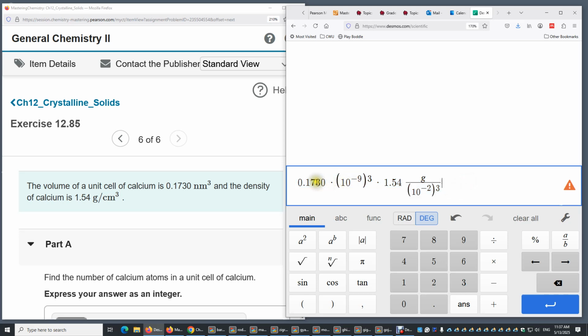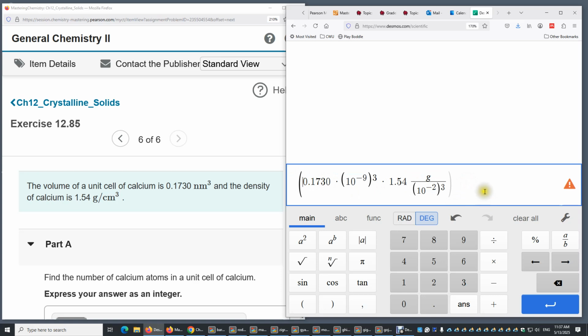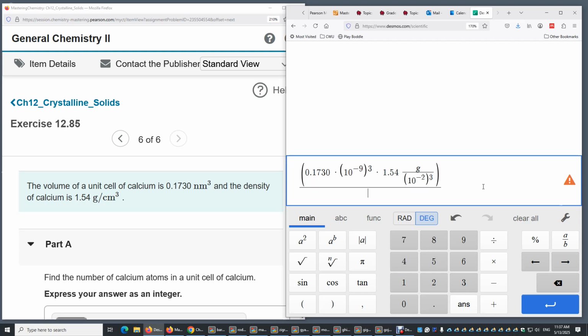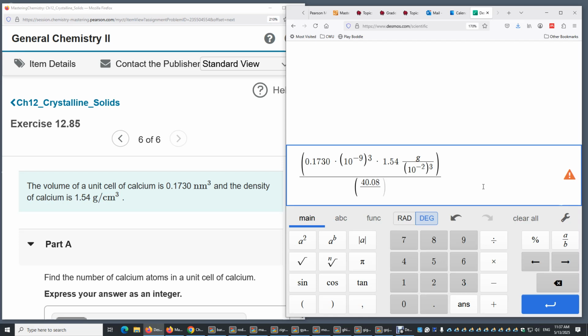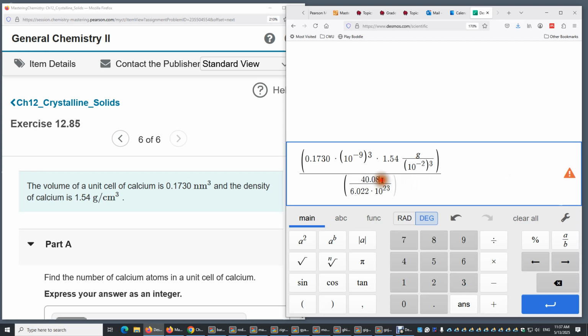And then this number, I'm gonna have a pair of parentheses over here, divided by the mass of one single calcium atom, which is the molar mass of calcium, 40.08 gram per mole, but this is per mole. I need to convert it to per atom. Now let's look at the setup.